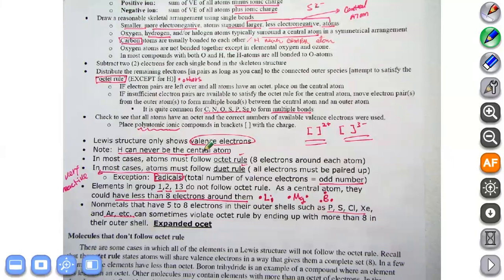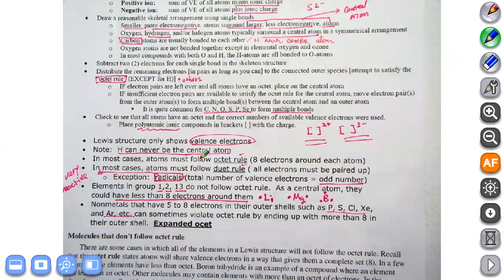The atom in the middle, called the central atom, can never be H. H will always be a side atom. The central atom is the one that is of larger size and often less electronegative. So it's up here. But otherwise, H can never be the central atom.